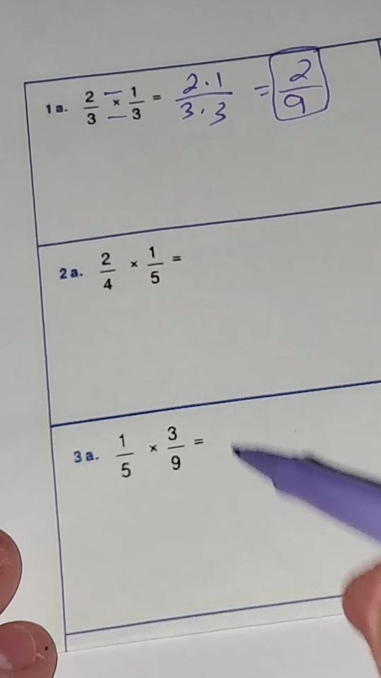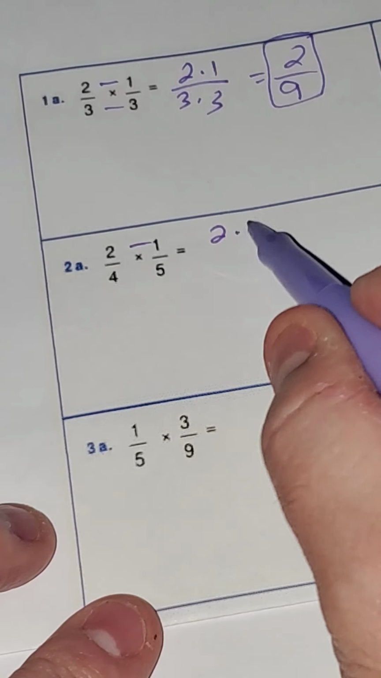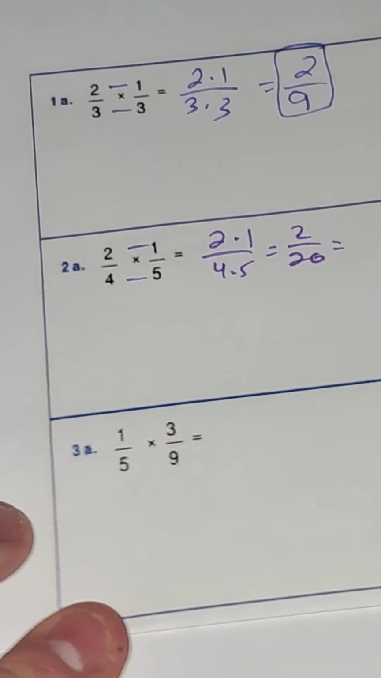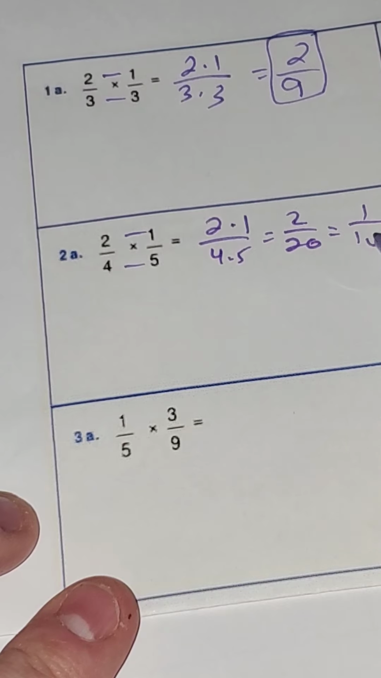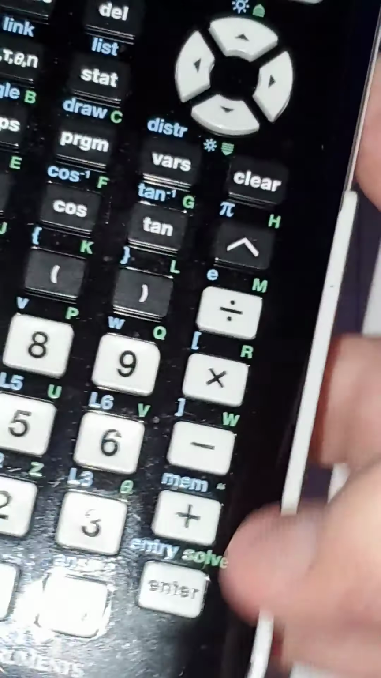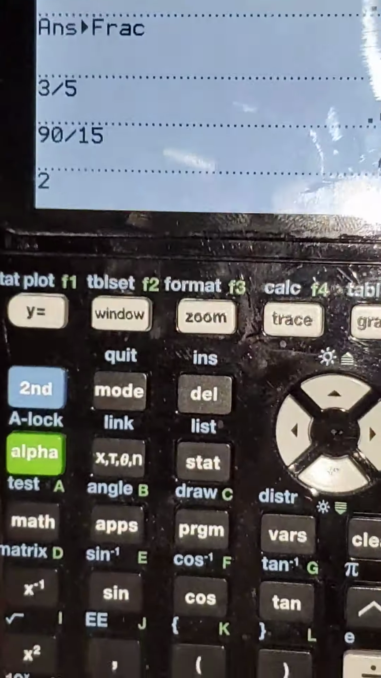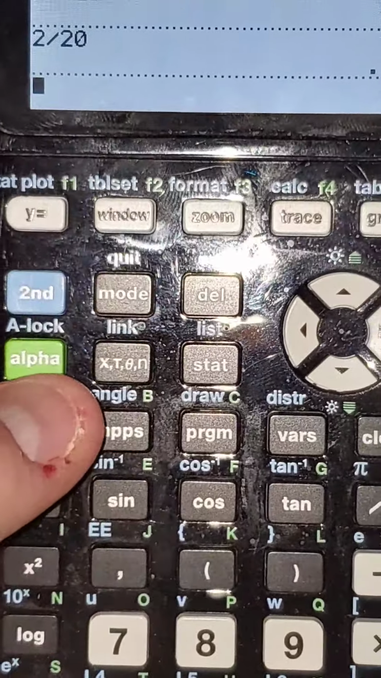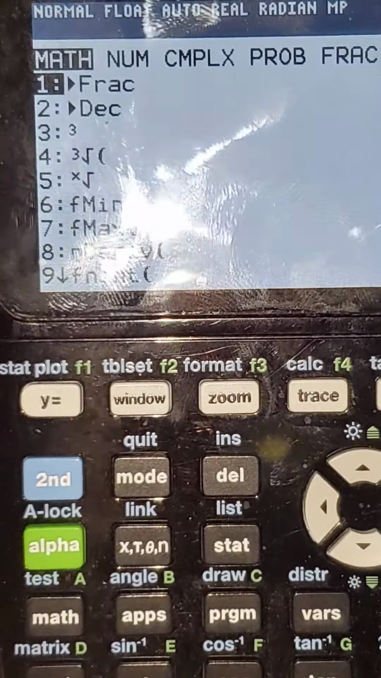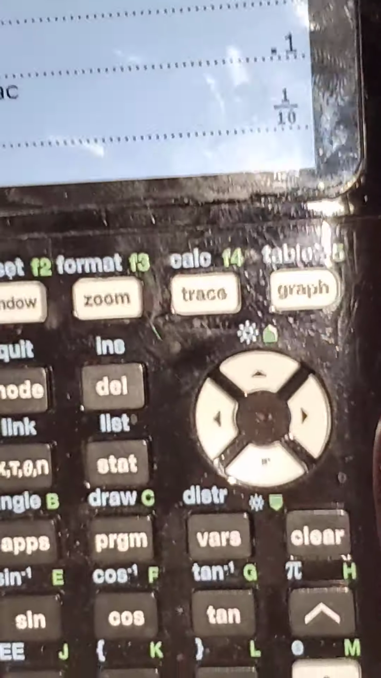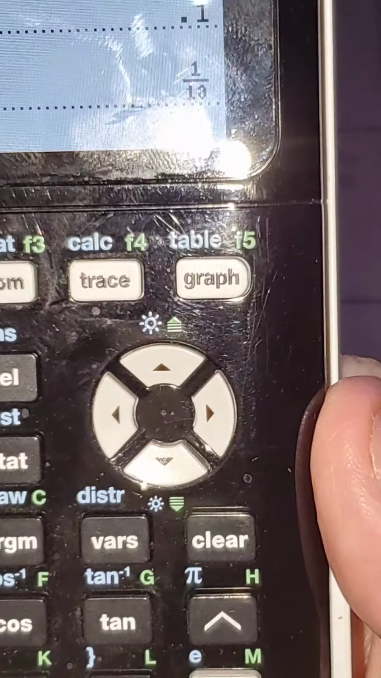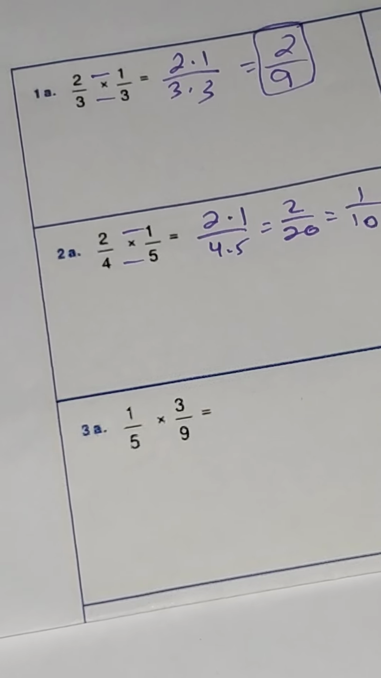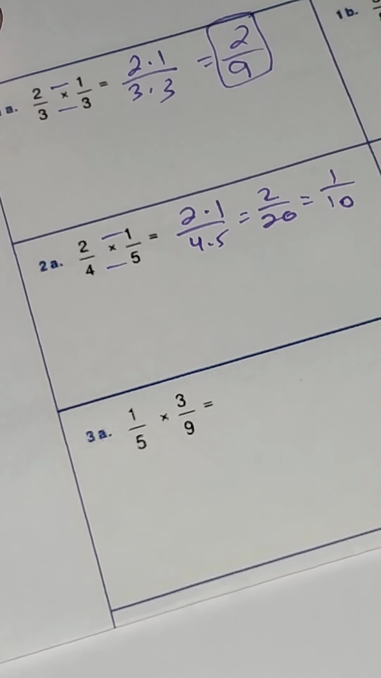Moving on to the next problem. I've got 2 times 1 over 4 times 5. That's 2 over 20. Now I'm going to show you that that is the same as 1 over 10. Notice I have 2 divided by 20, and that's 0.1. If I just hit math, fraction, enter, and enter, notice it reduces the fraction to 1/10 for me. Okay? Again, try to use the calculator only in the beginning while you're learning, and try to reduce on your own as you go forward.